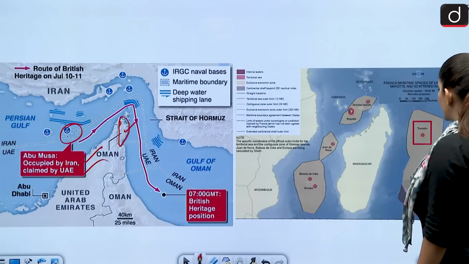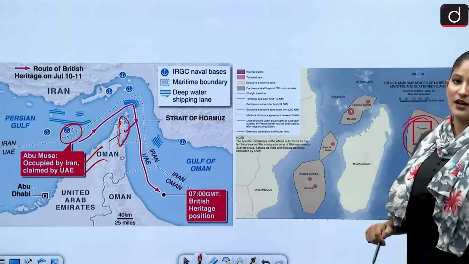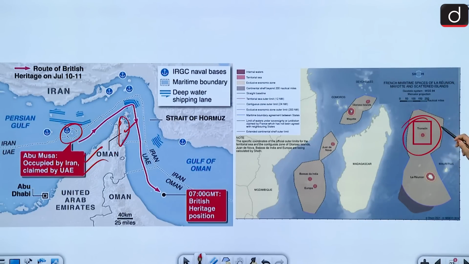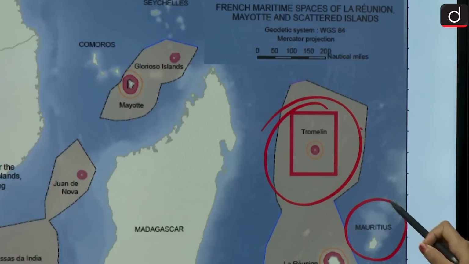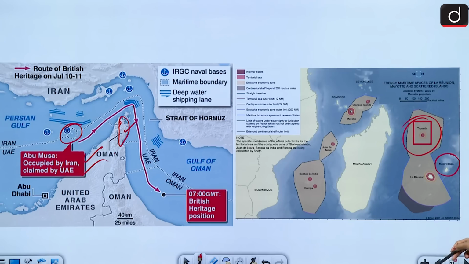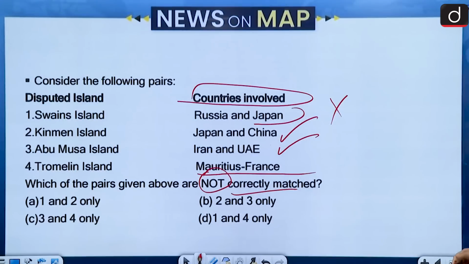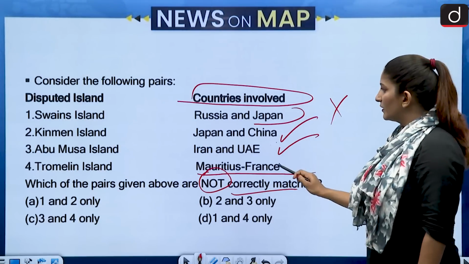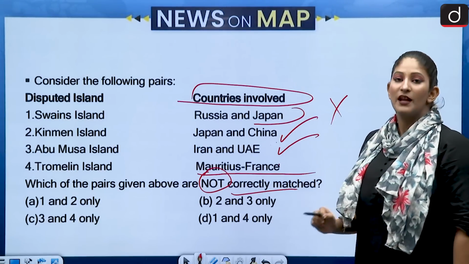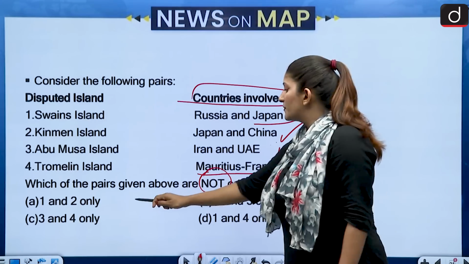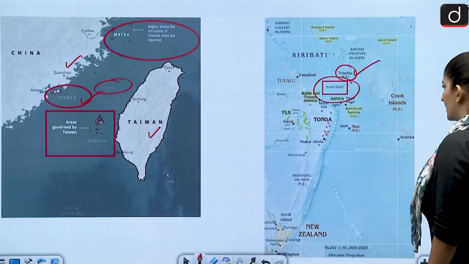Tromelin Island lies in the Indian Ocean. Okay, and Tromelin Island, as you see, is a problem between Mauritius and France. Alright, so that becomes the fourth pair correct. Third and fourth are correct. First and second are not. And we had to select the not correct one. Option A is correct. Moving on to the next set of questions.